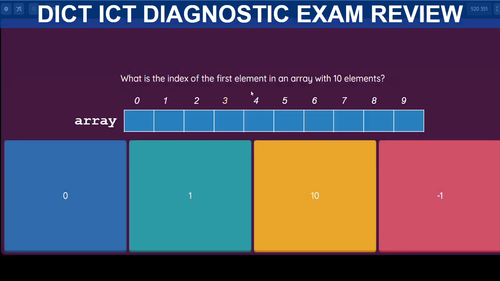What is the index of the first element in an array with 10 elements? So what is the index of the first element? An array starts with an index 0.